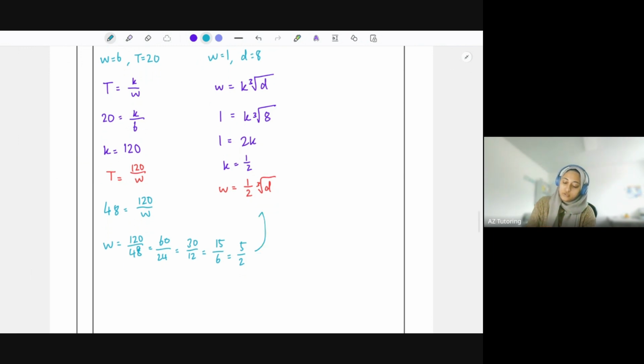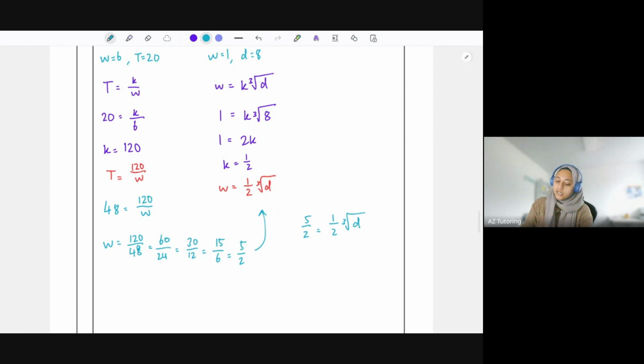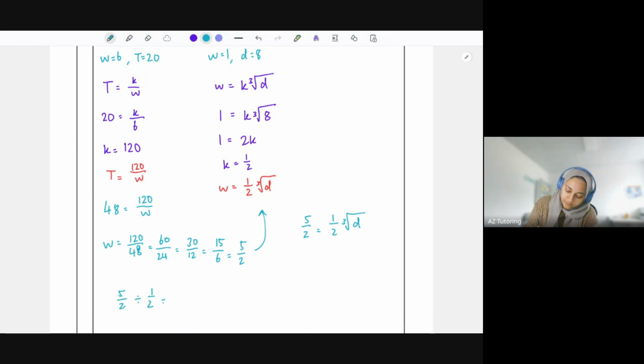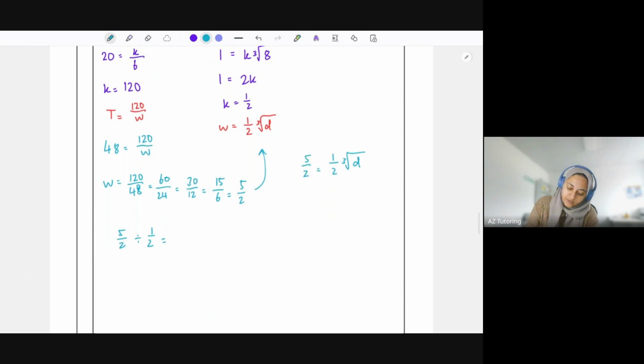I'm now going to substitute w into here. 5 over 2 equals a half times the cube root of d. So I'm going to divide by a half first. I want to get d by itself. So 5 over 2 divided by a half. Let me do it over here. That's 5 over 2 times, flip the second one, 2 over 1. I just did keep, change, flip. 10 over 2, which is just 5.